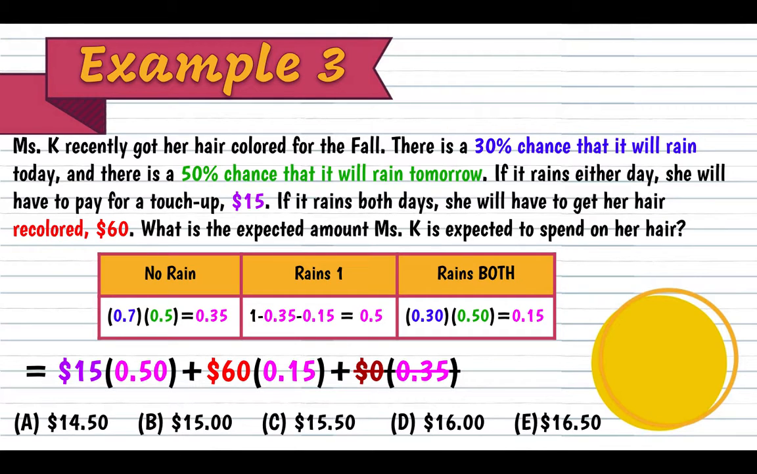Notice I put $0 on 35. That's because guess what? If it doesn't rain, she doesn't have to pay to get her hair touched up. She only pays on the days that it rains. So really, I struck through the last one because you don't really need it, because you're just interested in whether you're paying or not. So, answer choice E, $16.50 is how much she can expect to spend on touching up her hair this fall.